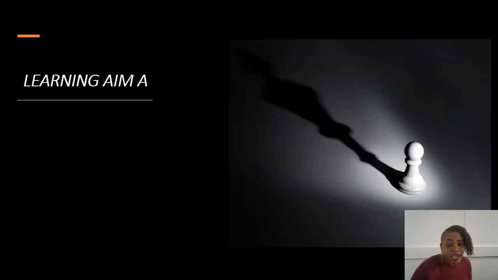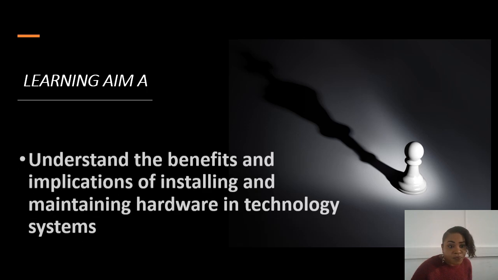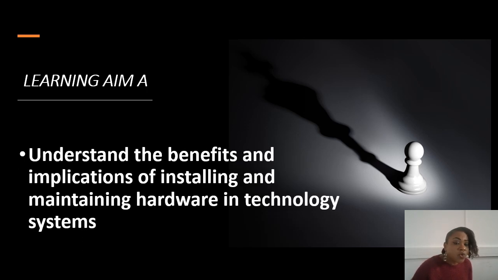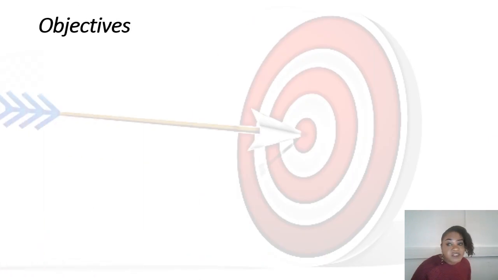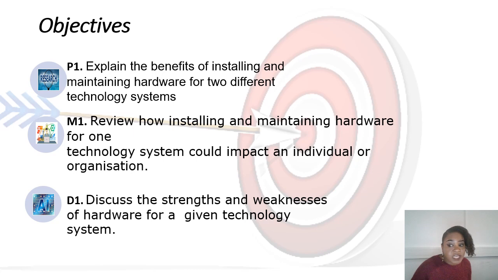So the aim that we're working with is learning aim A, and it states: understand the benefits and implications of installing and maintaining hardware in technology systems. The objectives we will be working with: for P1, we're going to explain the benefits of installing and maintaining hardware for two different technology systems.